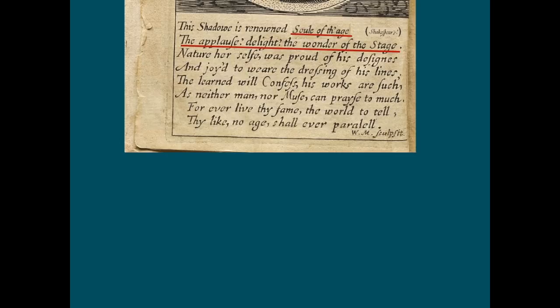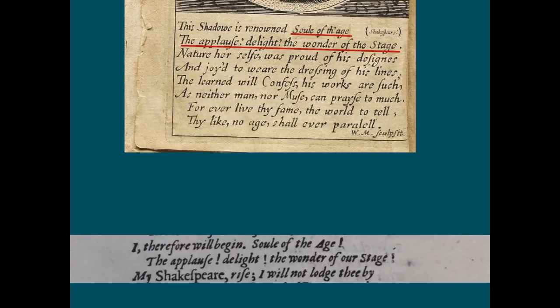Notice how those question marks seem to have been put in. Not only was there one on Shakespeare's, but there's one on applause, there's one on delight. Now, many of you will recognize these words as coming from the first folio of Shakespeare, 17 years earlier, in the words of Ben Jonson. Soul of the age, the applause, delight, the wonder of our stage.